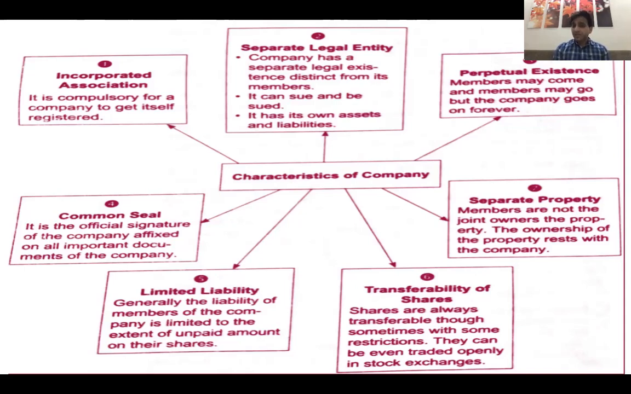Next is transferability of shares. Shares are always transferable, sometimes with some restrictions. As we discussed, in case of a public company, shares are freely transferable, but a private company can restrict the transferability of shares. Then separate property, as we discussed in the case of Macaura versus Northern Assurance Company. So the property of the company and its shareholders are not joint. So the company owns the property in its own name.